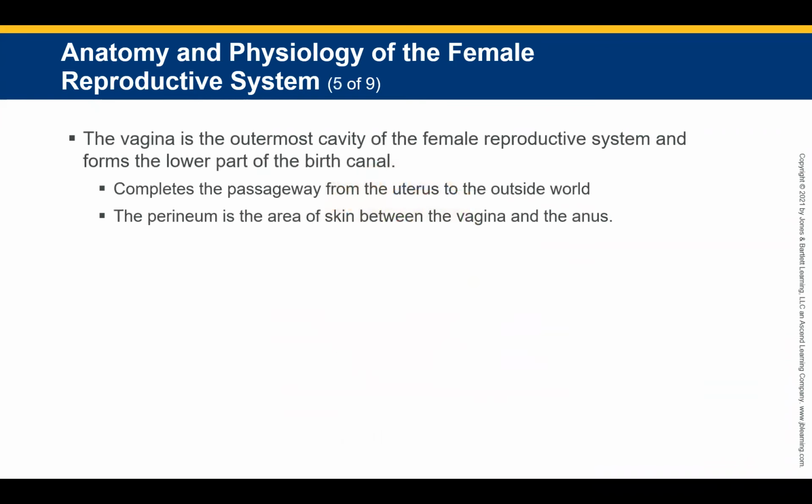All right, the vagina is the outermost cavity of the female reproductive system and forms the lower part of the birth canal. This completes the passageway from the uterus to the outside world of the newborn. The perineum is an area between the vagina and the anus.